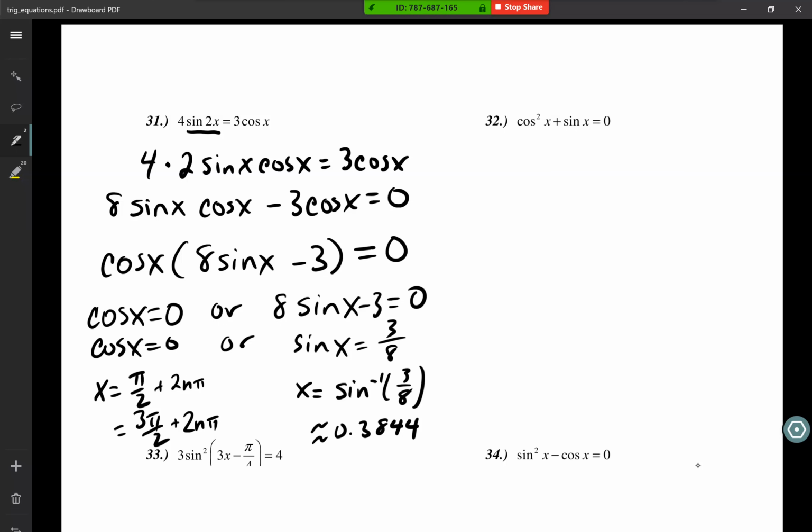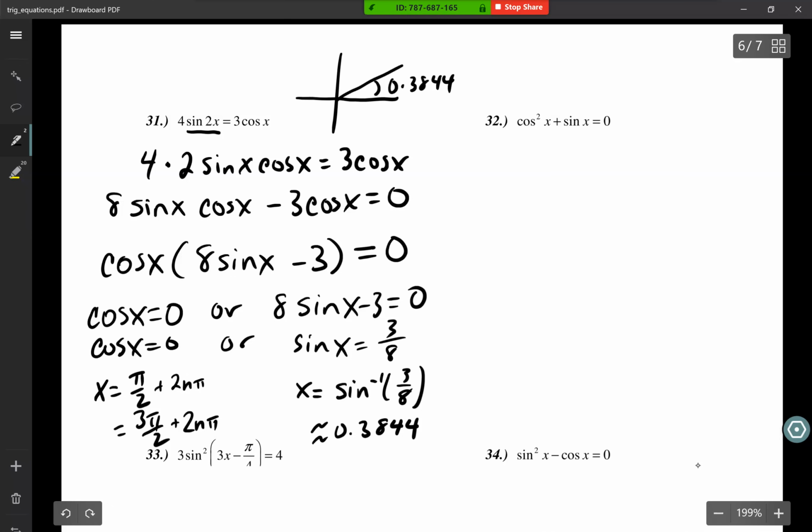Now, remember again, we have to understand that the inverse sine function only gives me an angle in quadrant 1 or in quadrant 4. Since the number that we took the inverse sine of is positive, we found a quadrant 1 angle. That would be the 0.3844 here. But again, there's another spot from 0 to 2 pi where the sine is positive, and that's over here, right? That would be the quadrant 2 angle that has the same sign.